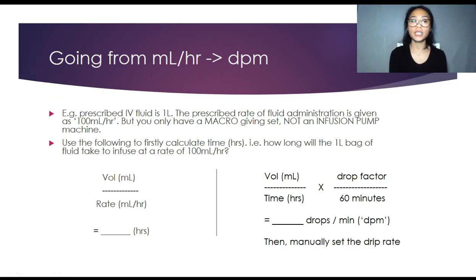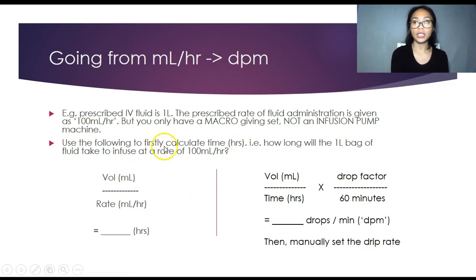So when you're going from milliliters per hour to drops per minute, the example I gave you before is when you have a prescription that says 100 milliliters per hour, but you don't have an infusion pump. You do have a macro giving set. So while we're waiting for a machine to become available, or maybe we just don't have any at all, then we're going to use a gravity set.